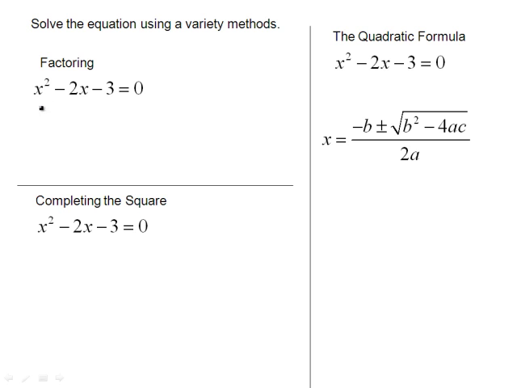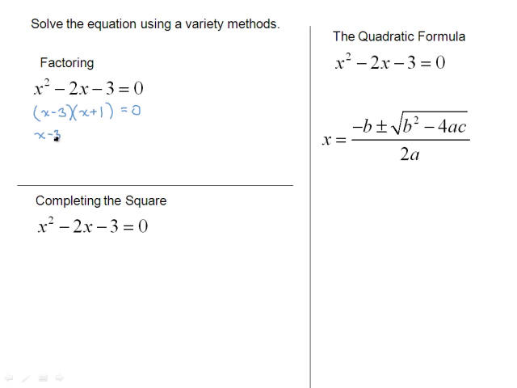So first, with factoring, this trinomial, if it's factorable, should factor out to two binomials. And I believe x squared minus 2x minus 3 would factor as x minus 3 times x plus 1, because we're looking for two numbers that multiply and give you negative 3, but those same two numbers must add and give you negative 2.